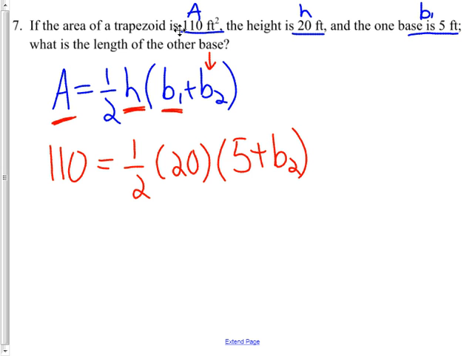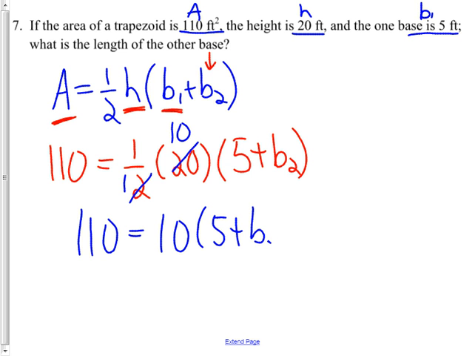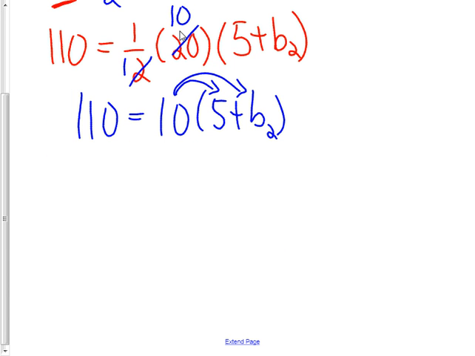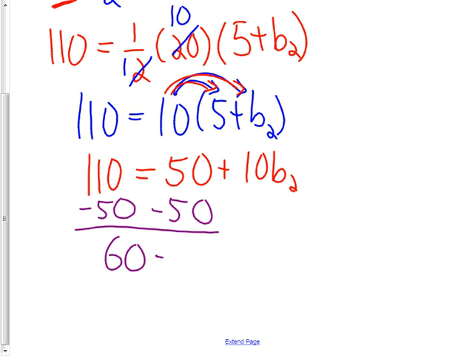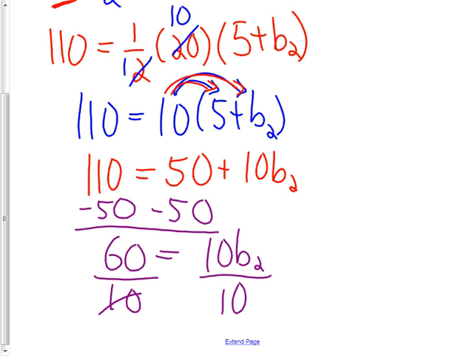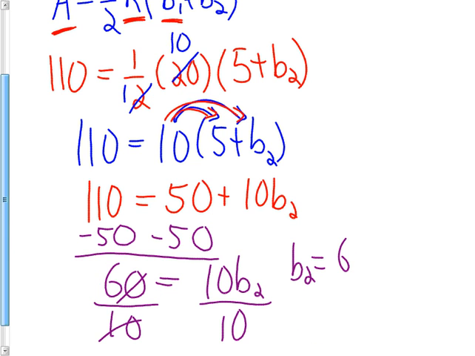And so now we're going to do a little bit of multiplying here to simplify. 2 goes into 20 10 times. We've got 110 equals 10 times 5 plus b2, b sub 2. Now we're going to distribute to get rid of the parentheses, and we're going to be left with 110 equals 50 plus 10 times b2. Recall that 10 goes into both pieces. Okay, subtracting 50 from each side, we're going to be left with 60 equals 10b2, and then dividing by 10 on each side, we get rid of the 0 at the end. 60 divided by 10 gives you 6. So the base 2 equals 6. And again, don't forget our labels. The label was feet, 6 feet.